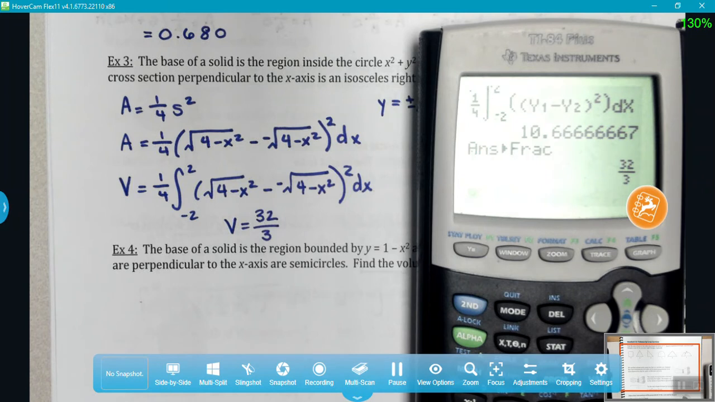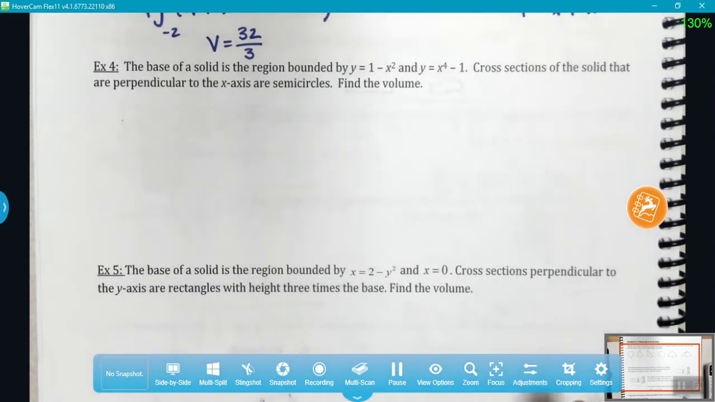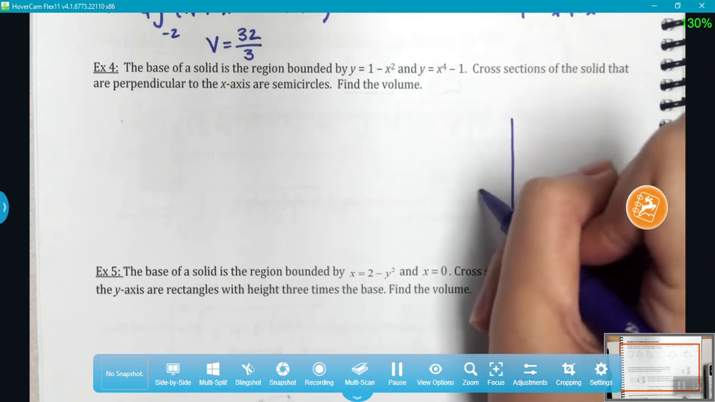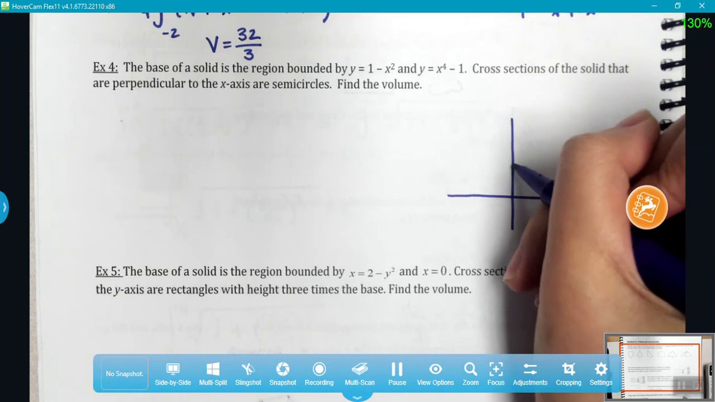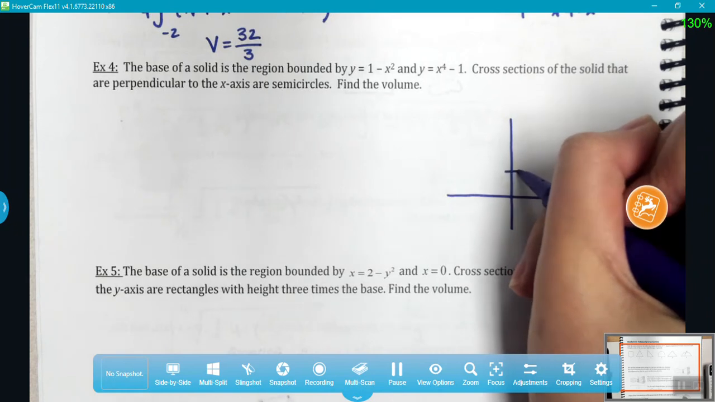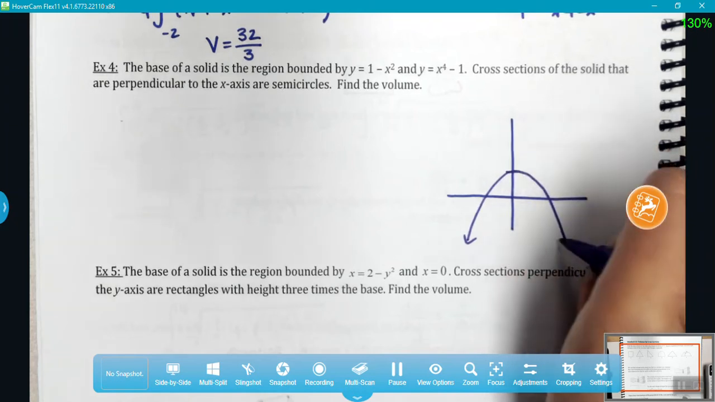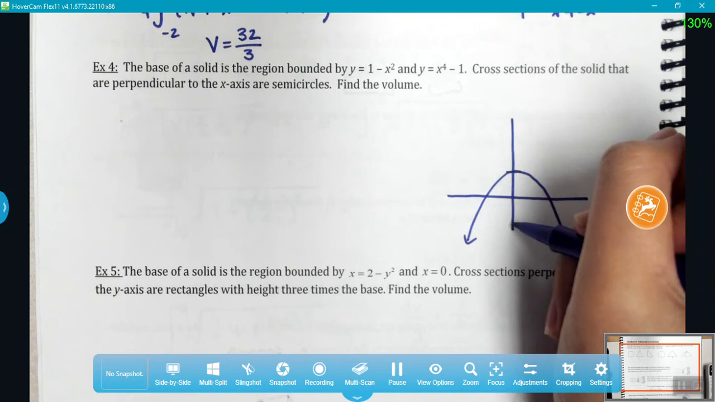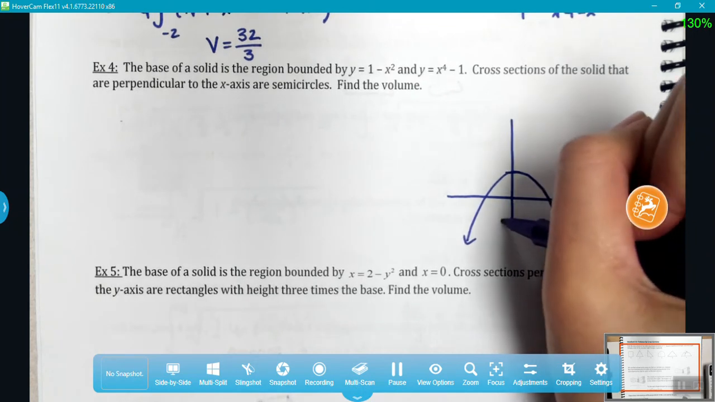Any questions? All right, let's do 2 more. The base of a solid is the region bounded by y equals 1 minus x squared. Parabola shifted up 1, facing down. And y equals x to the 4th minus 1, shifted down 1, up.